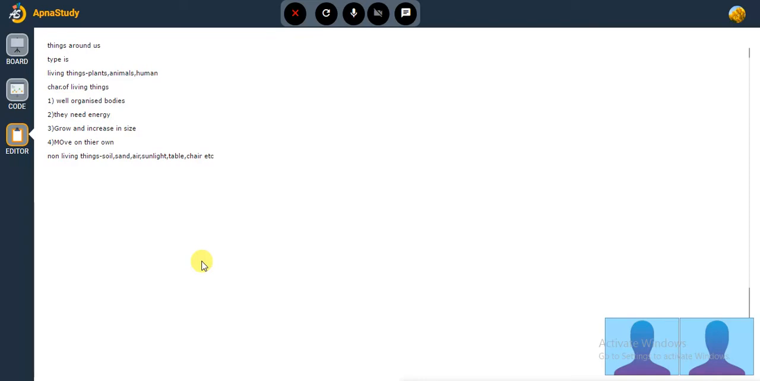So you may have one question: plants can't move by themselves, so why are they called living things? Even though plants cannot move from one place to another, they move their stems to face the sun. Hence, they are also called living things.